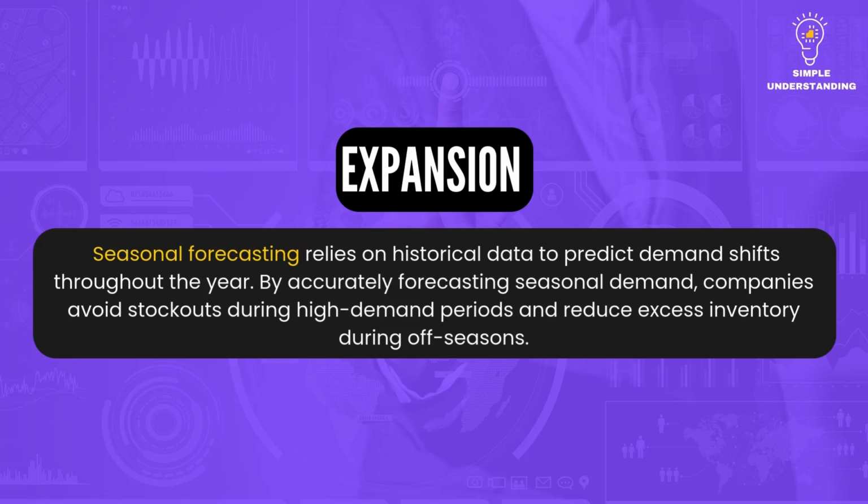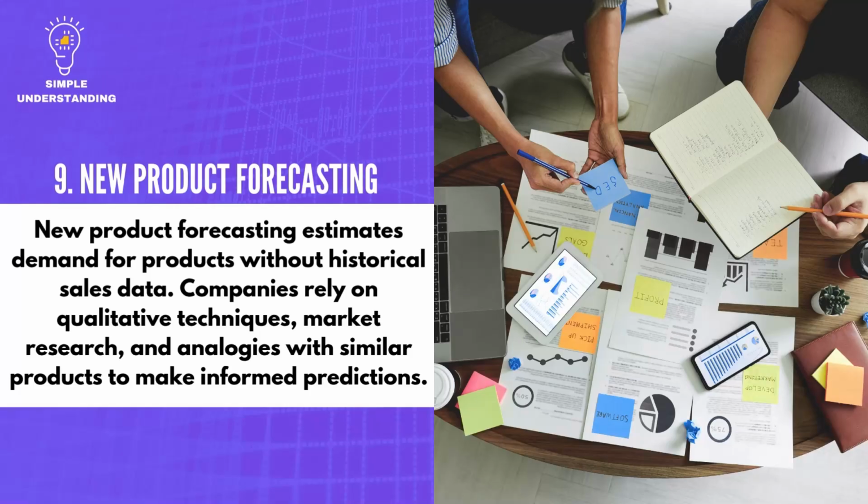Expansion. Seasonal forecasting relies on historical data to predict demand shifts throughout the year. By accurately forecasting seasonal demand, companies avoid stockouts during high-demand periods and reduce excess inventory during off-seasons. 9. New product forecasting. Explanation. New product forecasting estimates demand for products without historical sales data. Companies rely on qualitative techniques, market research, and analogies with similar products to make informed predictions.